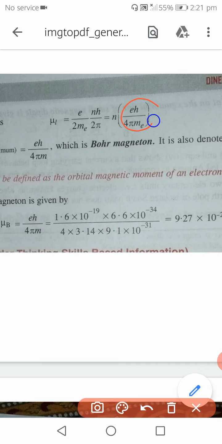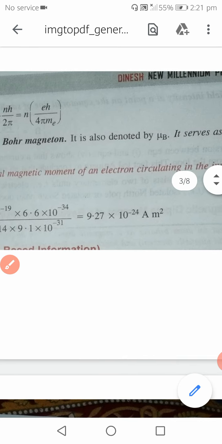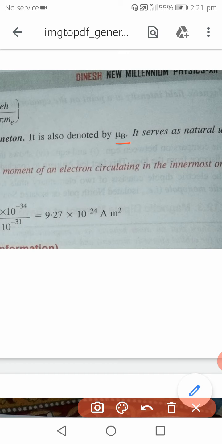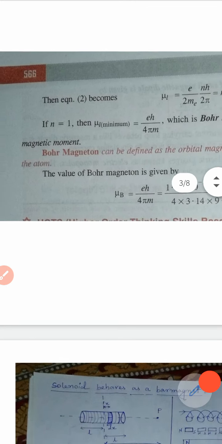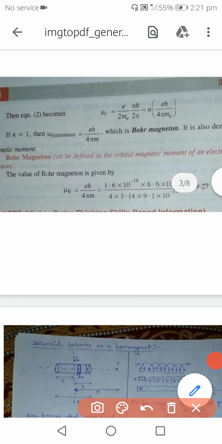This constant is called the Bohr magneton. It is generally denoted by mu b, and it serves as a natural unit of magnetic moment. Why? Because as the electron is in the first shell, n will be 1, and this value will be the same. For the second shell n will be 2, but this value stays the same. So mu can be written as 1 Bohr magneton, or 2 Bohr magneton, or 3 Bohr magneton. So the Bohr magneton can be a unit of mu l.